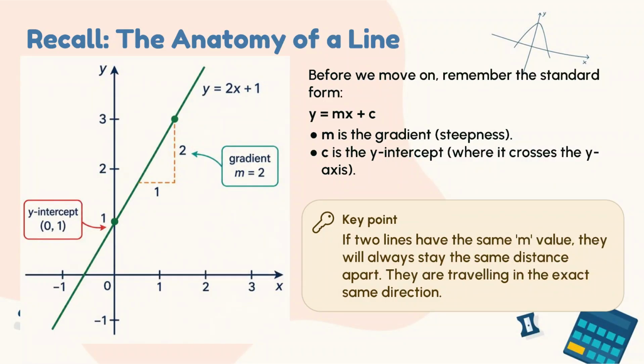Before we go further, let's recall the standard form of a straight line equation, y equals mx plus c. The letter m represents the gradient, which tells us the steepness of the line. The letter c represents the y-intercept, which tells us where the line crosses the y-axis. The key point for today is this: if two lines have the same m value, they have the same gradient. That means they are travelling in the exact same direction, so they will stay the same distance apart and never meet.